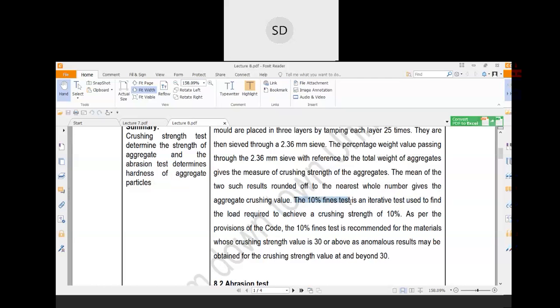Basically, the 10% fines test is an iterative test, similar to your crushing strength test. But here you will use a trial and error method to find out exactly what total load would be needed to get total fines of 10%. That's why it is called the 10% fines test.